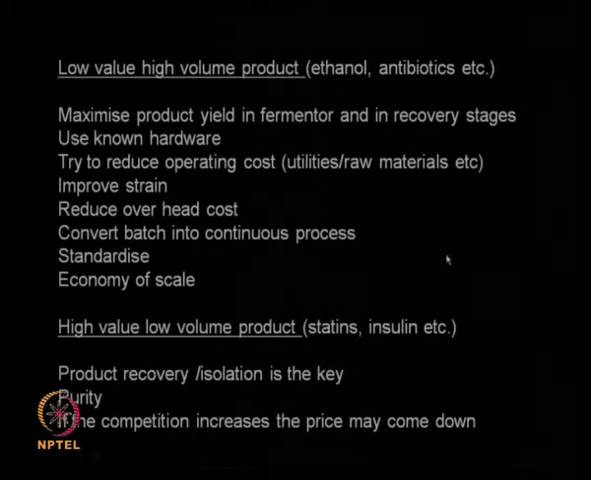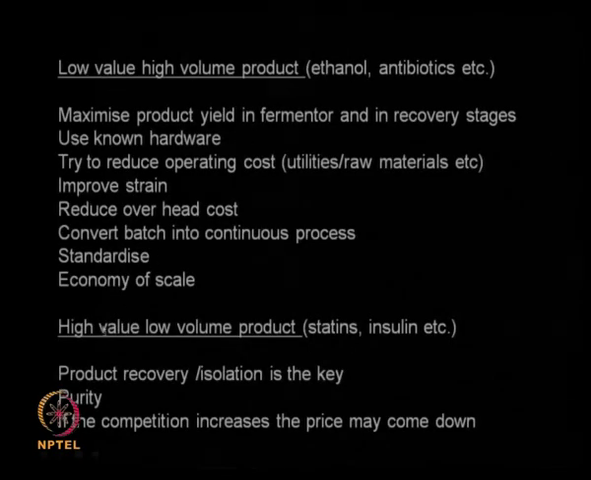Suppose you look at some pharmaceutical product like insulin or statins. Statin is a cholesterol lowering compound. You might not make such a big quantity but the price is very large. So you may make only 10,000 kg but each gram may cost about 10,000 rupees, whereas you make metric tons of ethanol but the cost of ethanol will be only a few rupees. So you see the difference. That is why one is called the low value high volume product, and the other one is called the high value low volume product.